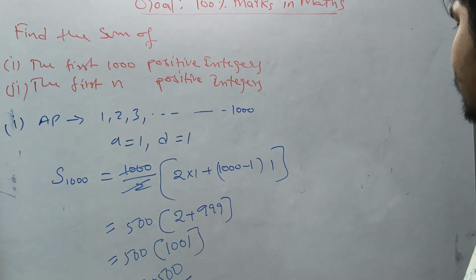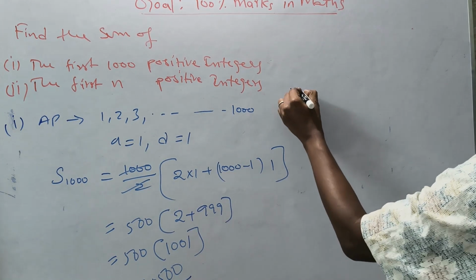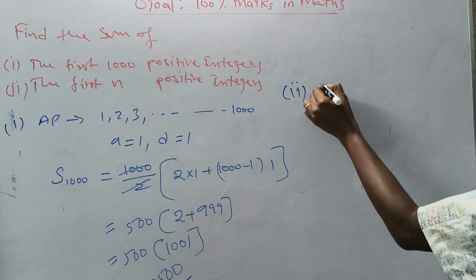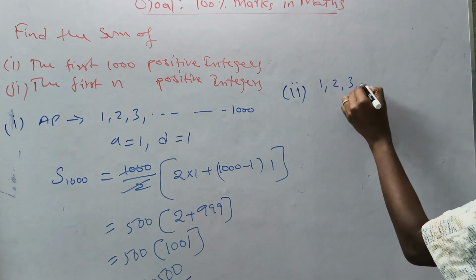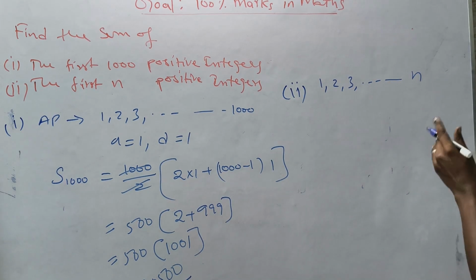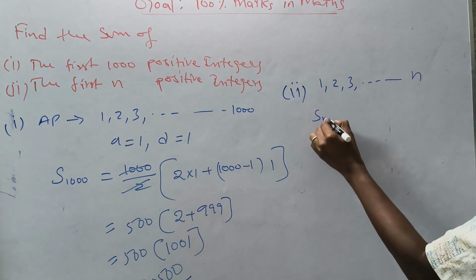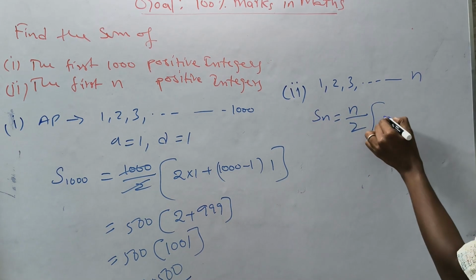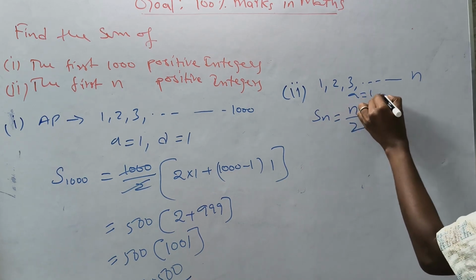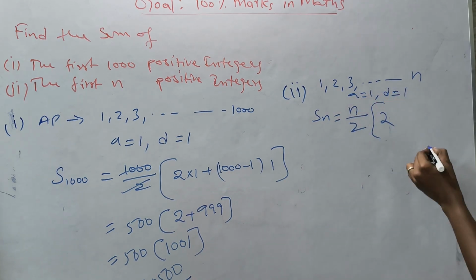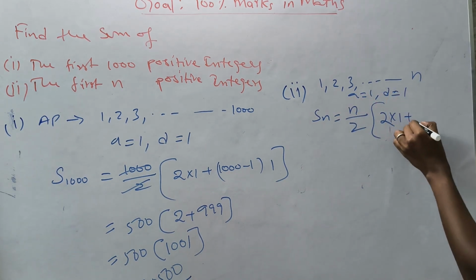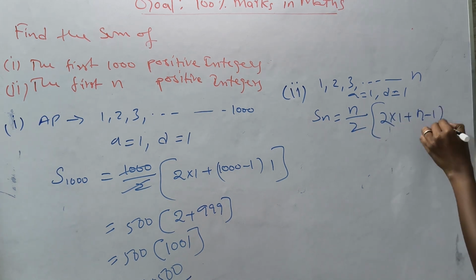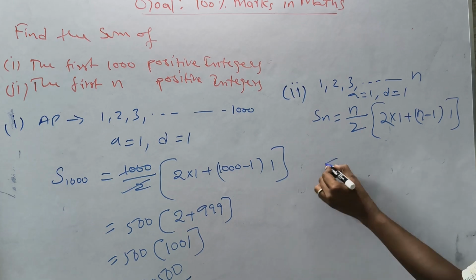Now the second question. The first n positive integers means 1, 2, 3 and so on up to n. The last term is what here? n. So Sn is equal to n by 2 into, where a is equal to 1 and d is equal to 1 again. Now substitute: 2 into 1 plus n minus 1 into d. n minus 1 into d is n minus 1.